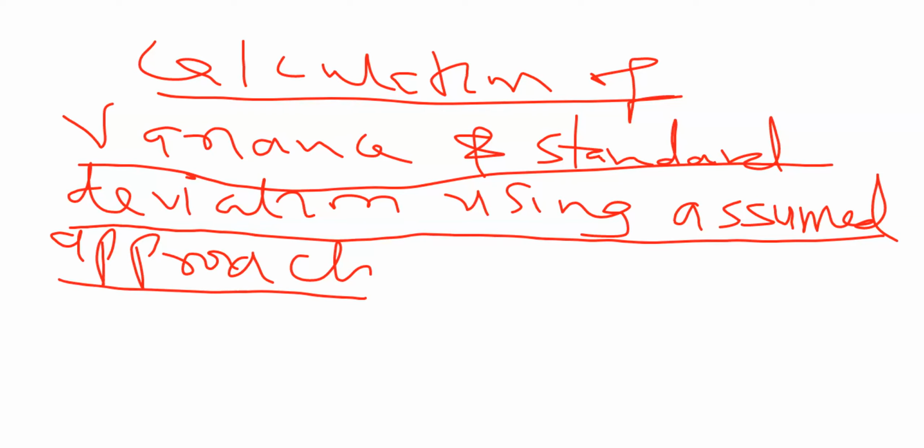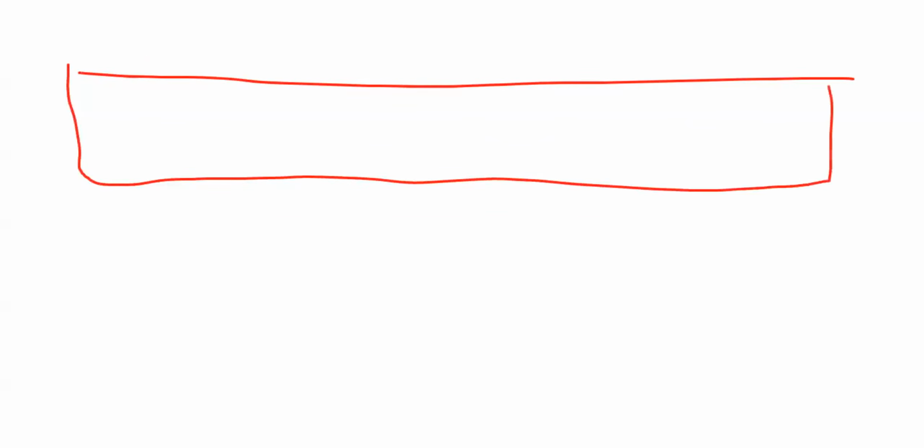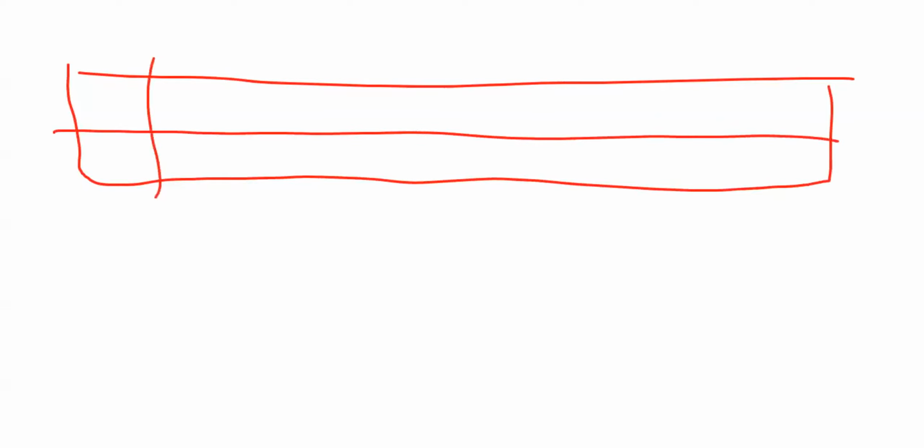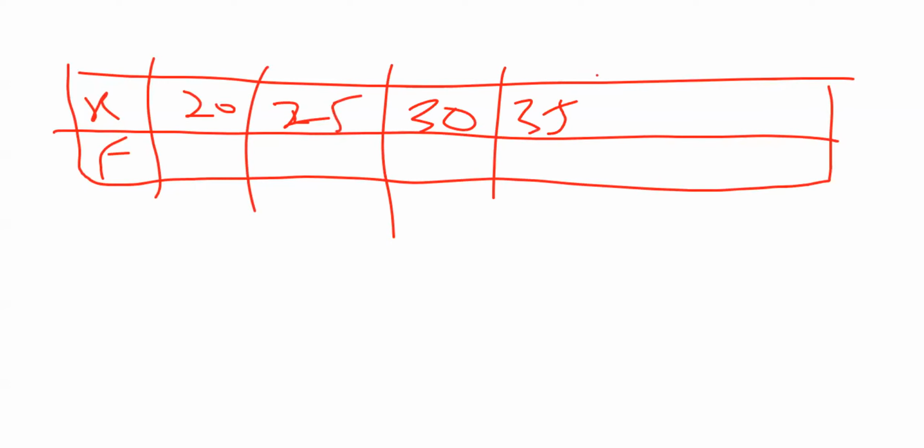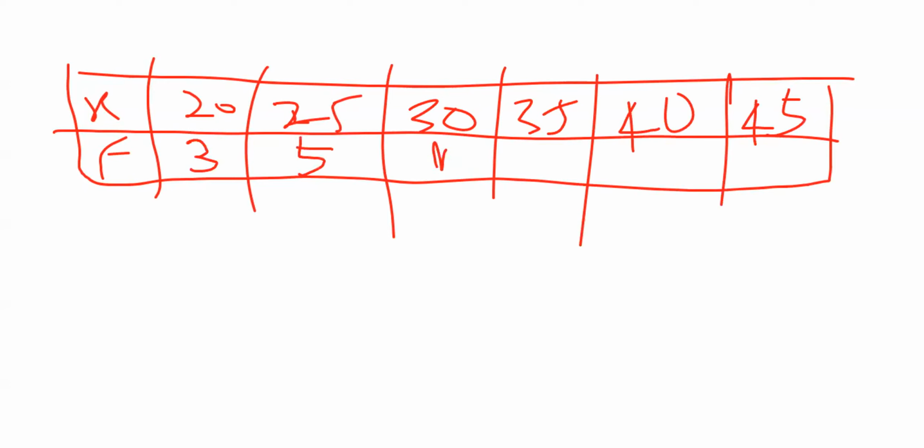The last time we met, there was a question, but I know I don't need to dwell on that. There's the first question we're going to talk about today. Number one, here is X, here is F, and here is 20, 25, 30, 35, 40, and 45. We have the frequency as 3, 5, 1, 1, 1, 2, and then 3.